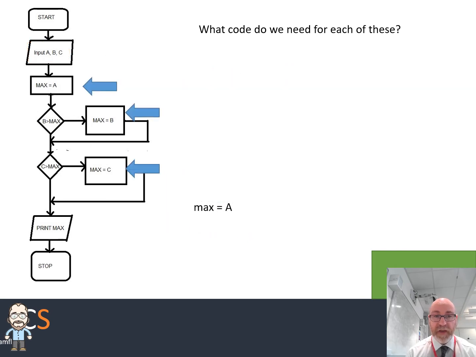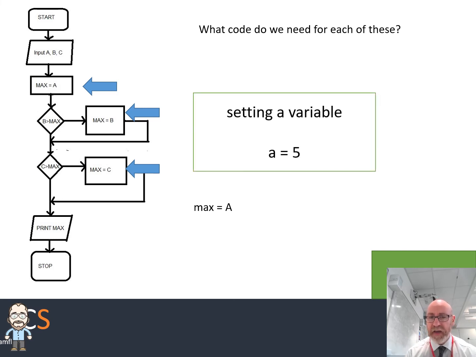So when we have a rectangle, that's normally a little bit of maths or maybe just a variable assignment. So in this scenario, it's just setting a variable, okay? And the code would simply look like that. Notice it's exactly the same. So now I've got A equals input, B equals input, C equals input, and then max equals A, okay? And that's it. So the sequence is very similar.